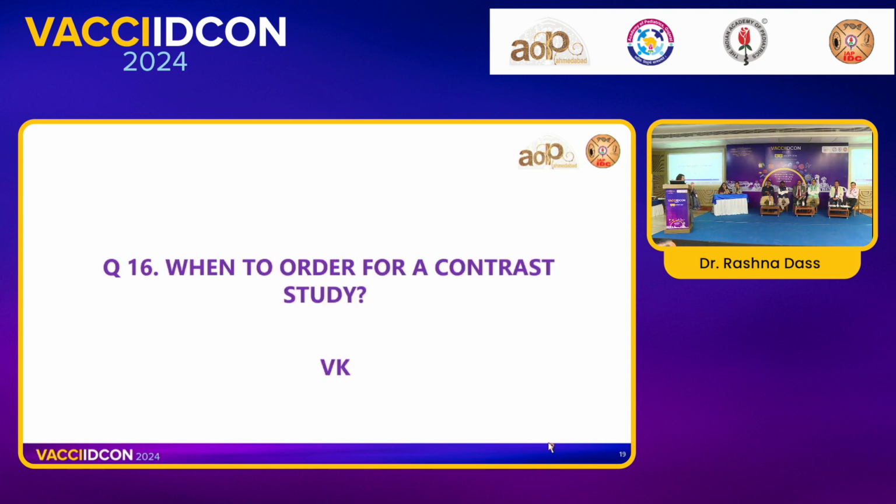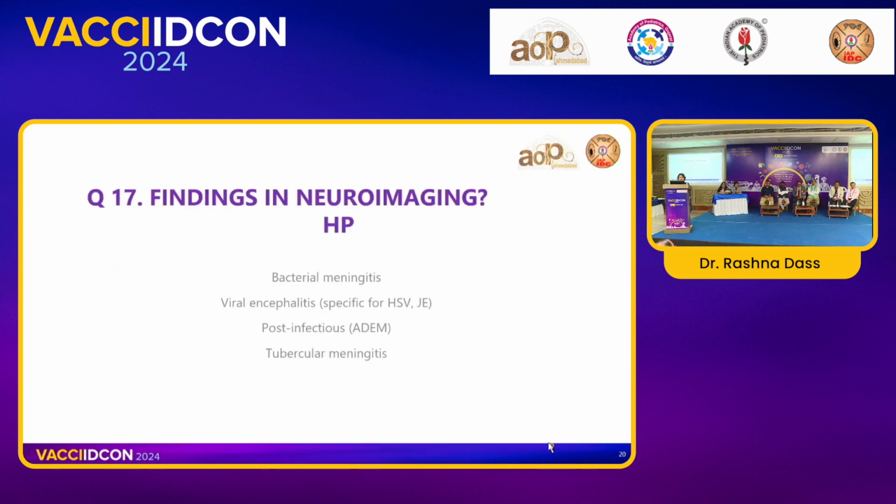So very briefly, Doctor, can you tell me when to order a contrast study? If we are suspecting any infarct or tuberculoma, then you should go for a contrast study. Best is the MRI with contrast as compared to CT scan, because you can see good meningeal enhancement. So either it's TBM or abscess, then we will go for a contrast study. Okay, so I think we've already touched this.